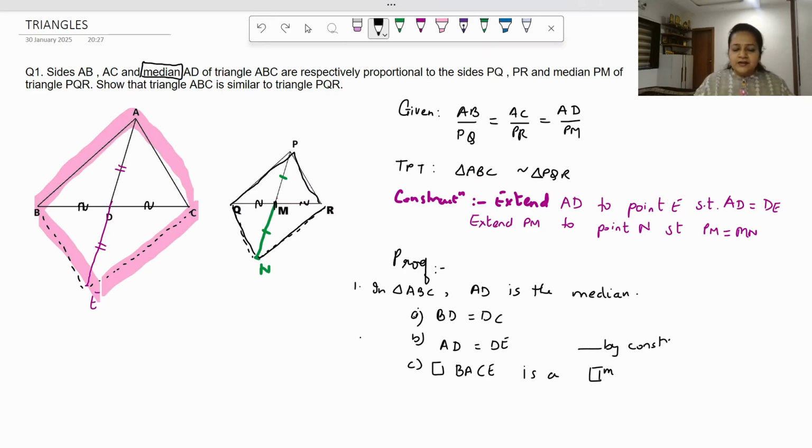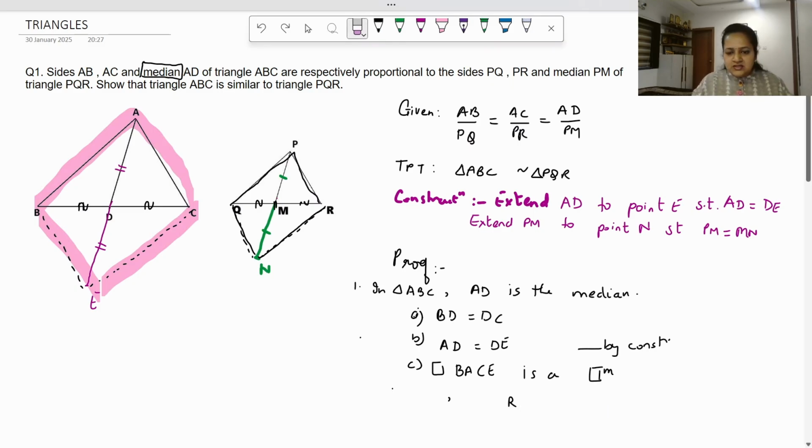We already have AB upon PQ equals AC upon PR. We already have two sides in proportion. If we manage to prove the included angle equal, then we know that the two triangles will be similar by the SAS test. That's the question, right? That is what we need to prove. I hope you've understood.